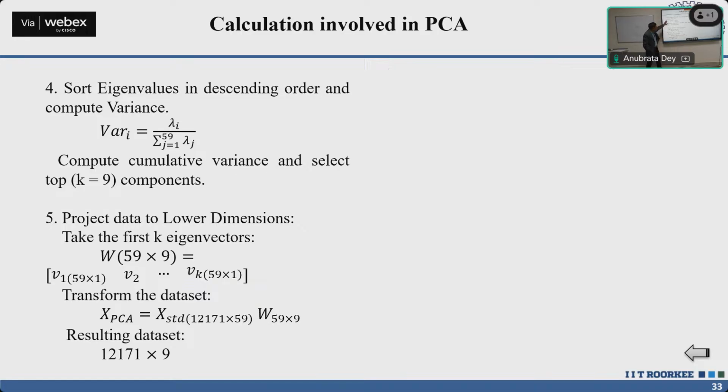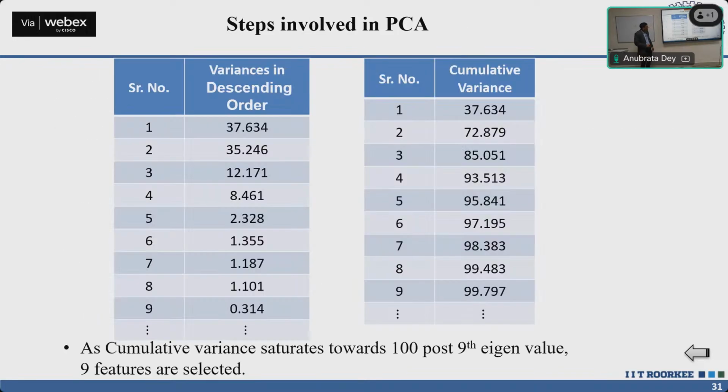Once you do that, using the eigenvalues and eigenvectors, you calculate the variance. You can calculate the variance using this formula. Lambda is already known. Once you have the variance, you can go for the cumulative variance. Now what is cumulative variance? Let's say you have calculated the variance in descending order using that formula. So this is my variance. I have not shown all 59, let's say only up to 9 or 10.